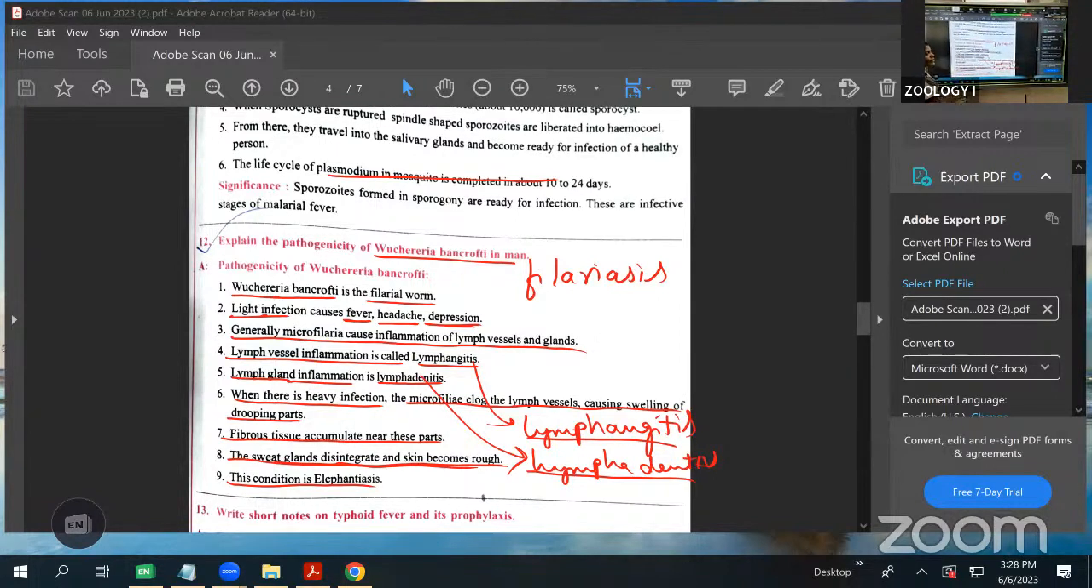Here, note down this: lymphadenitis, lymphangitis, and elephantiasis. Three words are important here. Filariasis, normally called filaria, is the combined name for all of this. This is about the pathogenicity of Wuchereria bancrofti.